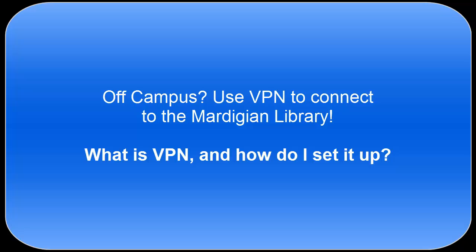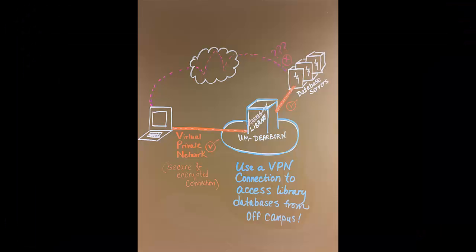This is a very fast video about what VPN is and how you can set it up. VPN, or Virtual Private Network, is a secure and encrypted kind of connection. Whereas Wi-Fi is usually unsecure, it means that our databases and the servers that run them have a really hard time figuring out who you are and whether you're affiliated with the university.